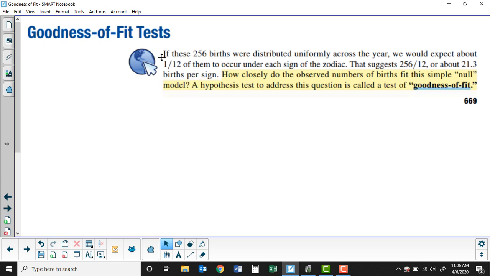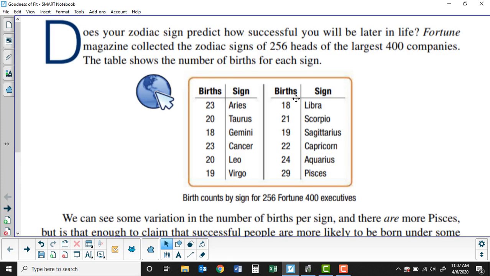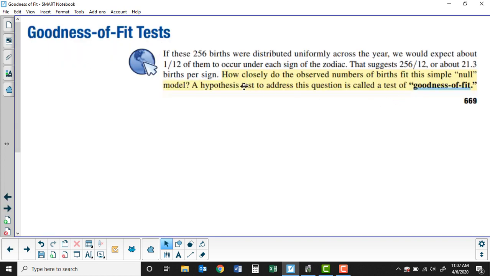All right. If these 256 births were distributed uniformly across the year, we would expect about 1/12 of them to occur under each sign of the zodiac, since there's 12 months in a year. That suggests that 256 divided by 12 is about 21.3 births per sign. So we want to figure out how closely these observed numbers, that's the numbers in here, are to 21.3, basically. And again, that's going to be our null hypothesis, the 21.3.